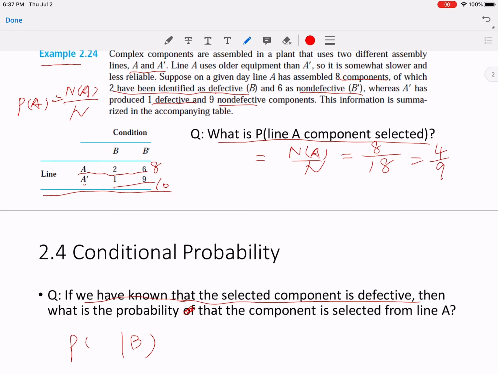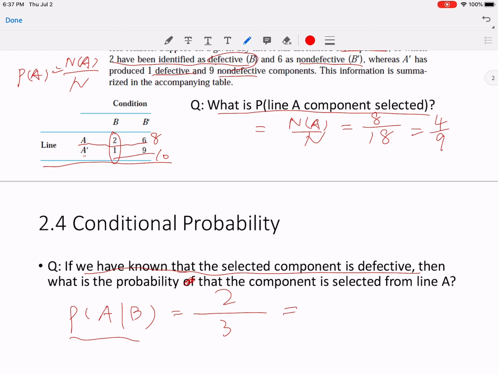Same thing, if we want to find out this probability, let's take a look at how many components are defective in total. So we're talking about this column over here. We have 3 components that are defective. So that's the bottom, and then how many of them are coming from line A? We got 2. So the probability over here is 2/3. And then what I would do next is divide both top and bottom by 18. We get 2/18 on the top and 3/18 on the bottom.